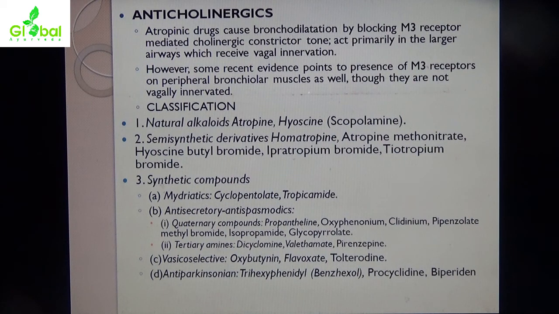Generally they are classified into natural alkaloids, atropine and hyoscine, semisynthetic derivatives, homatropine, atropine methonitrate, hyoscine butylbromide, and synthetic compounds like mydriatics, antisecretory, antispasmodic, vasoselective (oxybutynin), and antiparkinsonian.